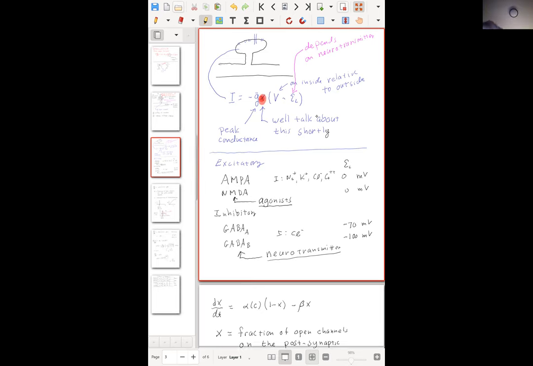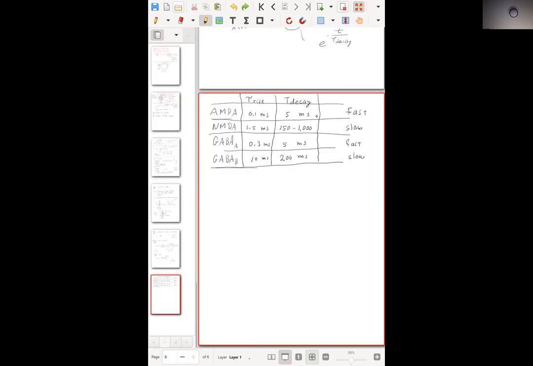X is the density of channels, G bar is the peak conductance. When the neurotransmitter opens the channel, usually without any neurotransmitter in the synaptic cleft, X is zero. There's release, X goes up, and then it comes down. And that's true for most channels. NMDA channels are different though.